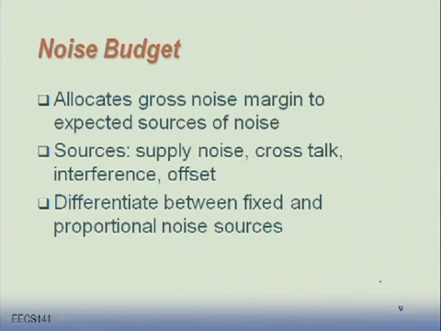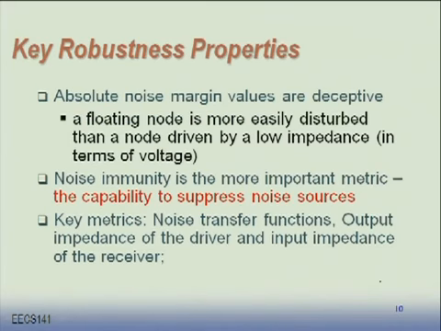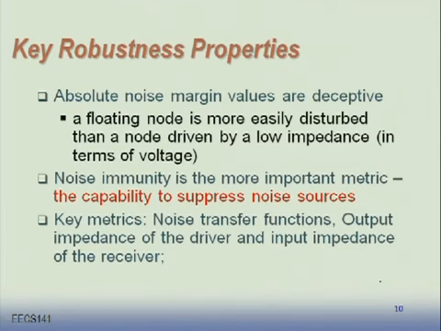For example, flash memories. Now, absolute noise margins are one metric, but it's not the only one. And I do not intend to quantify that at this moment. Later, when I introduce many other things, we'll come back to it.